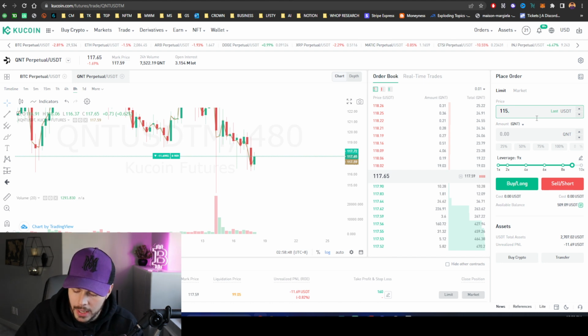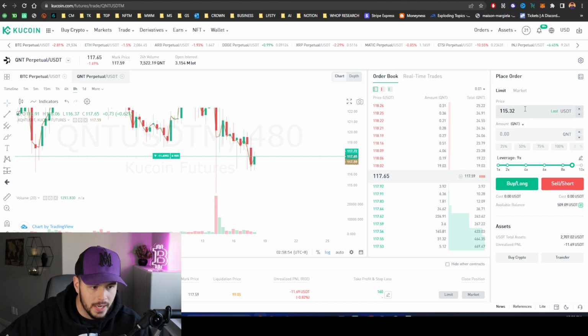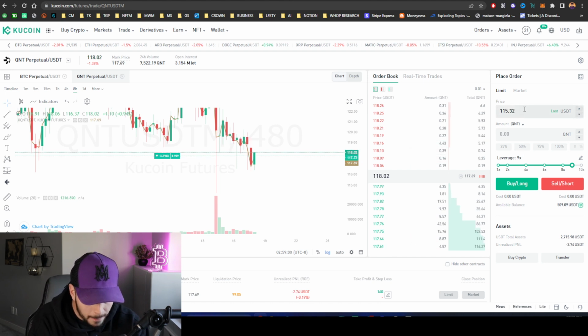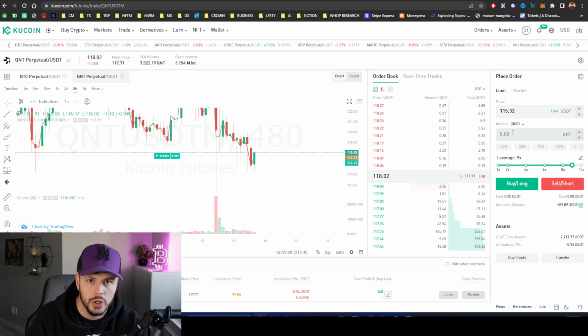You're going to want to put in like 115.32 or something random like that. This is because a lot of people are setting their trades at those even numbers and they'll just never hit. So 115.32. We think that quant's going to go down to that and then it's going to bounce up. A limit order is not going to execute your trade. Your trade is not going to start until quant hits this price.